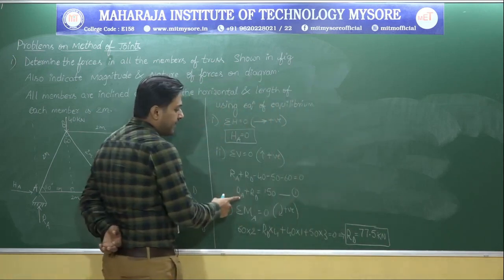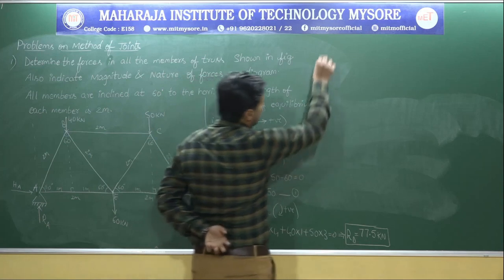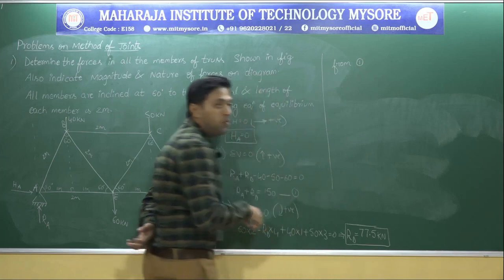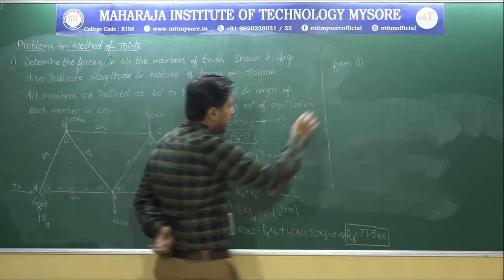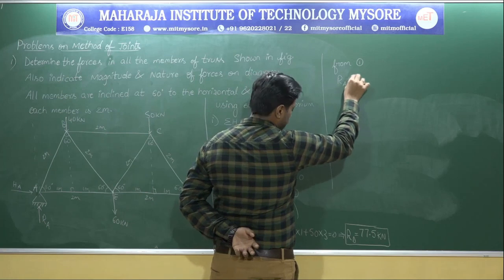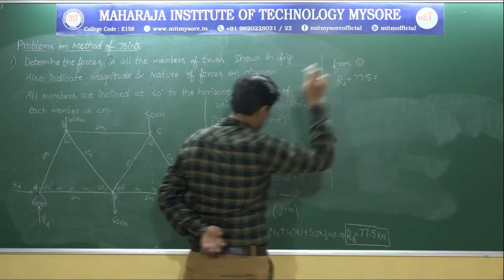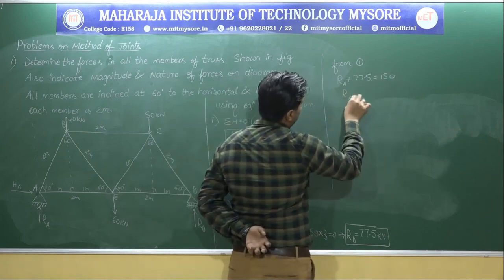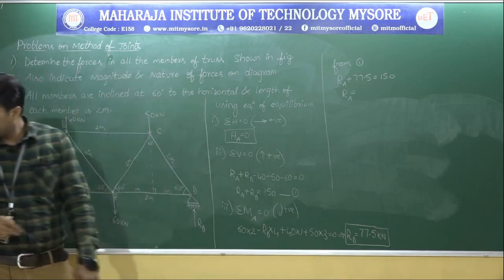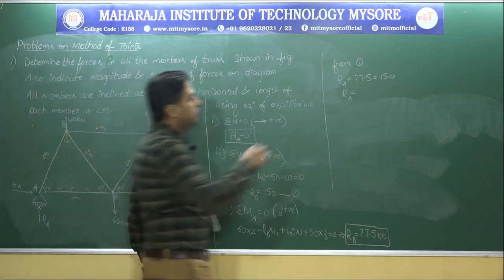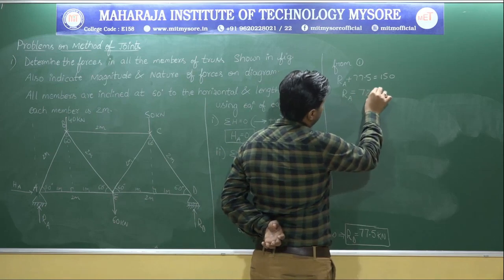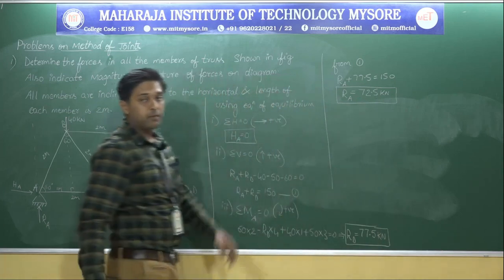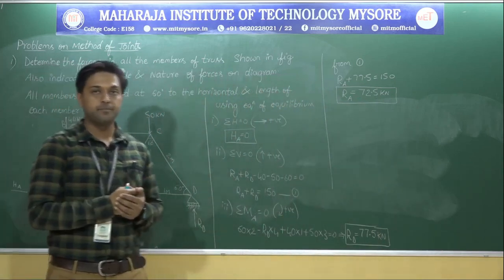Now I am still in need of RA. Let me substitute RD in equation 1. So RA I need to calculate. The RD value, just now we have calculated it, and the total is equal to 150. So then the RA value will be 72.5, yes, it's 72.5 kilonewton.